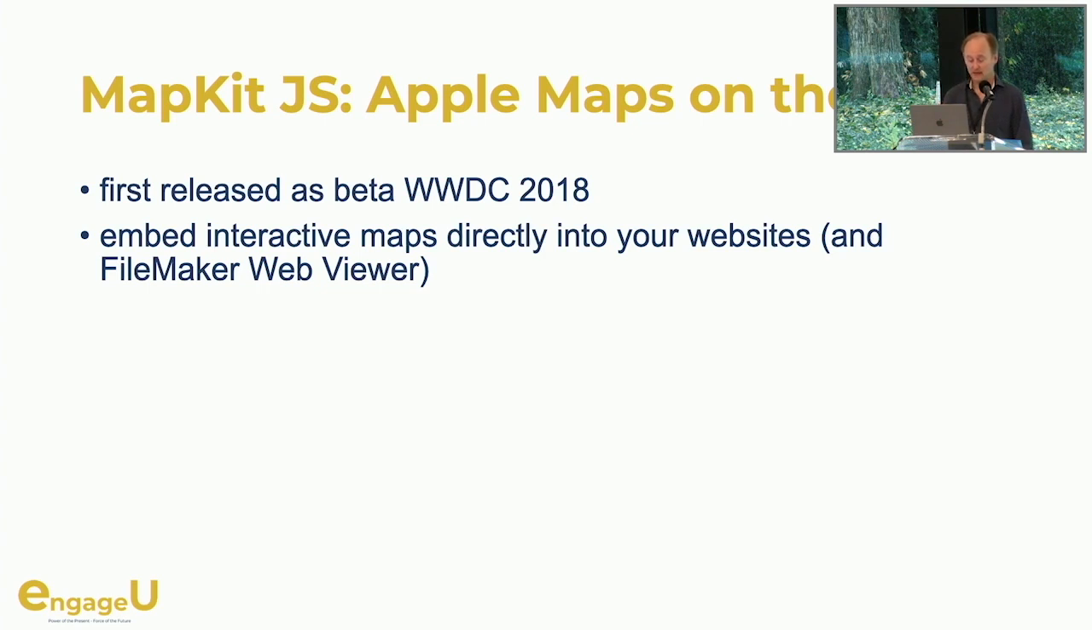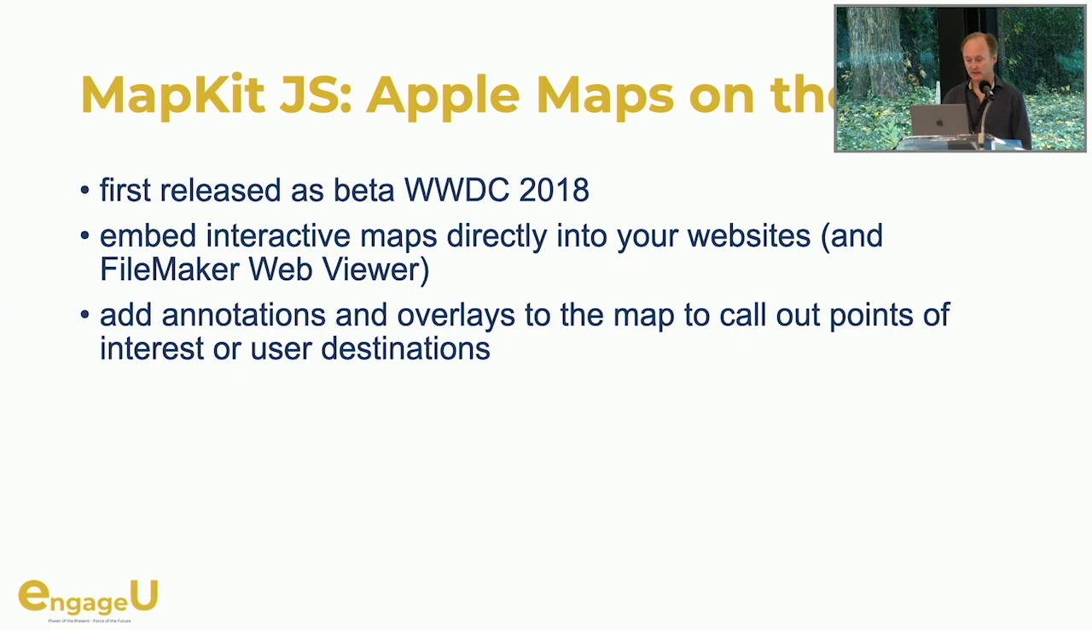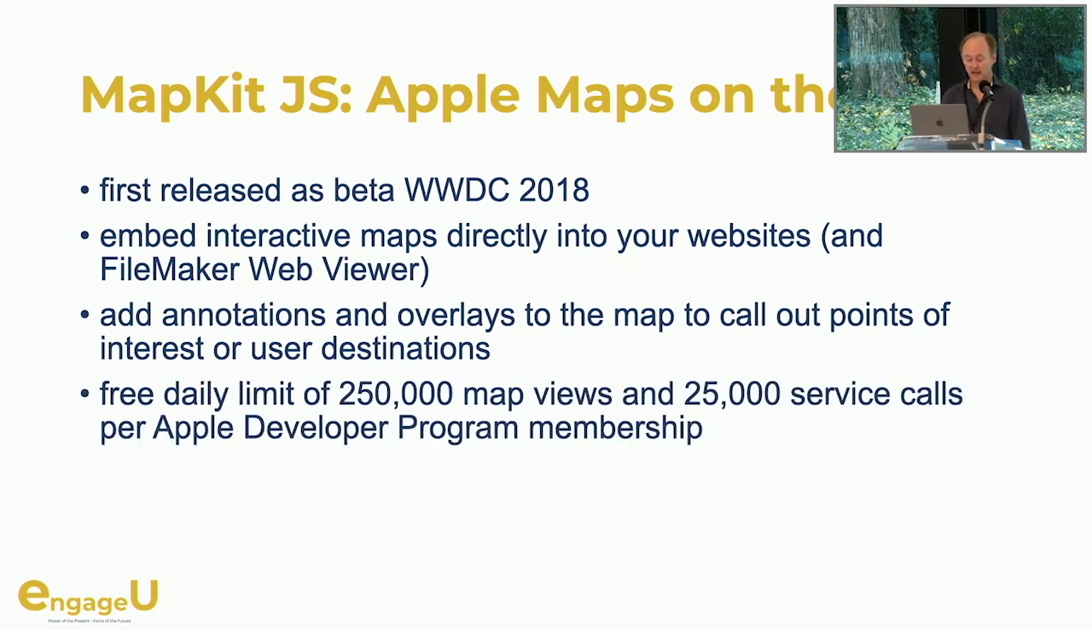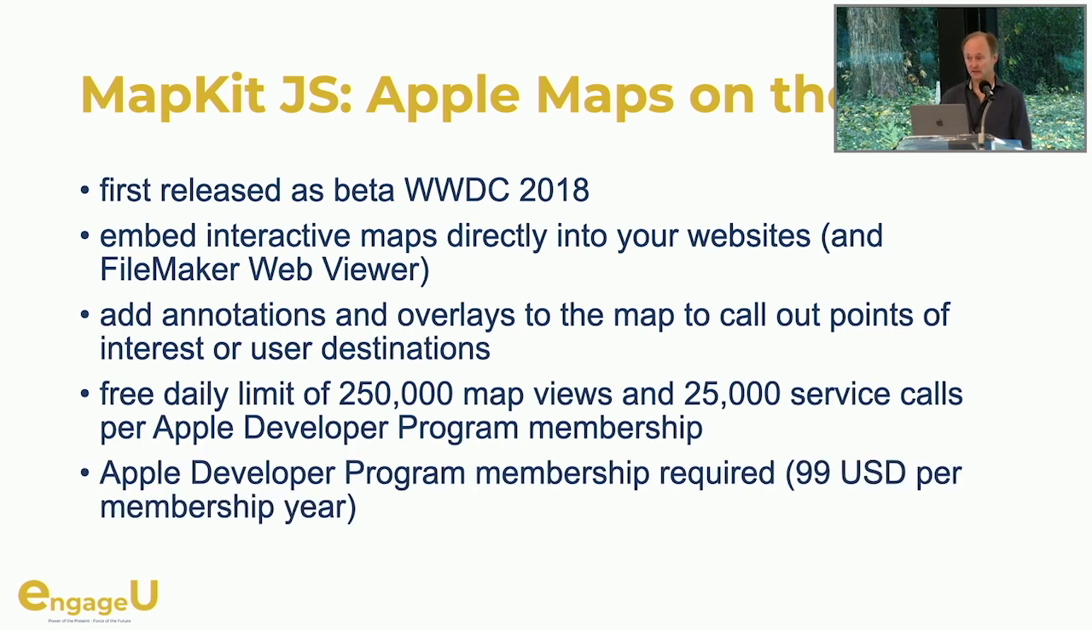Now, MapKit JS. MapKit JS is what we're going to be getting our hands dirty with today, and it's Apple Maps for the web. It was first released at Apple's Worldwide Developer Conference in 2018 as a beta. It's now up to version 5. It's pretty stable these days, and its purpose was to let you embed maps directly into your websites, just like the Apple Maps API does for apps on iPhones and iPads.